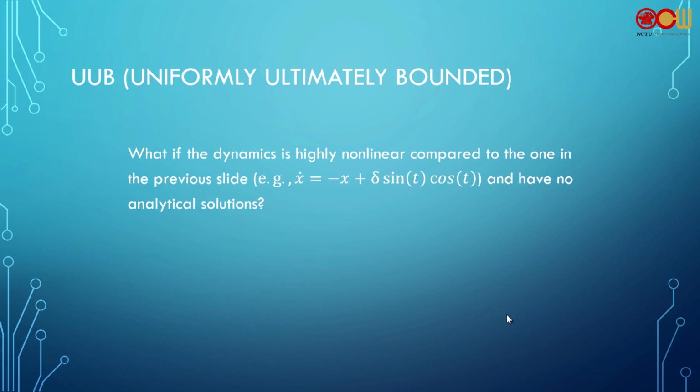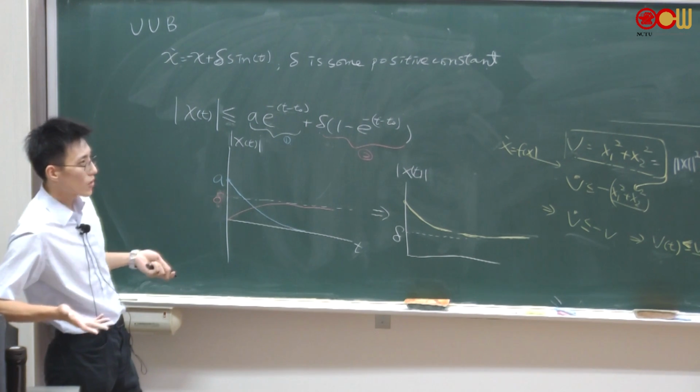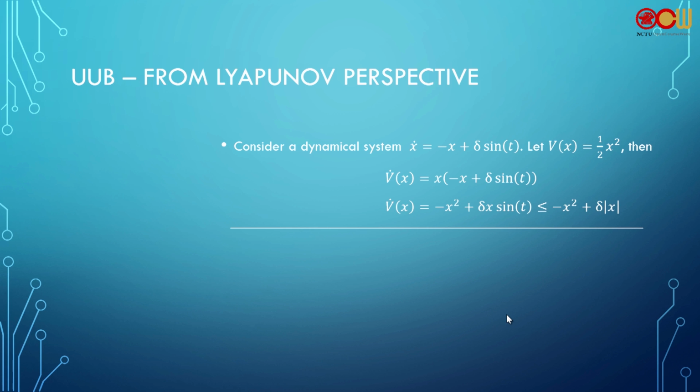So what if the dynamics is highly nonlinear? Compared to this one, it's easier, right? Here it is linear, with some time element. But given dynamics that are highly nonlinear, for example delta times sine t and cosine t, it's hard to obtain an analytical solution. Solving this differential equation is quite impossible. So another way is we want to look at the v.